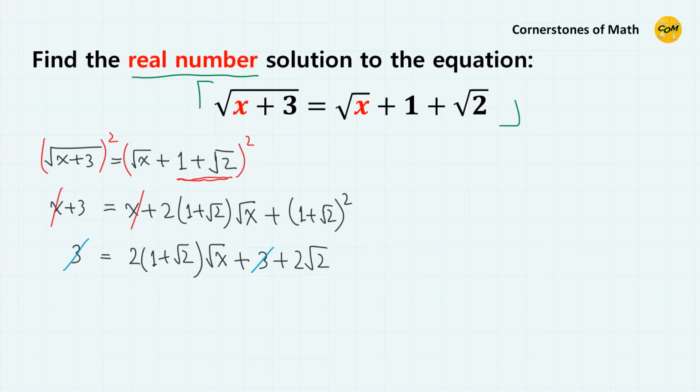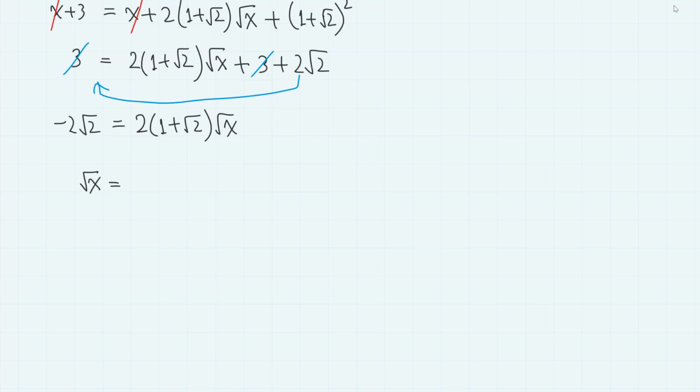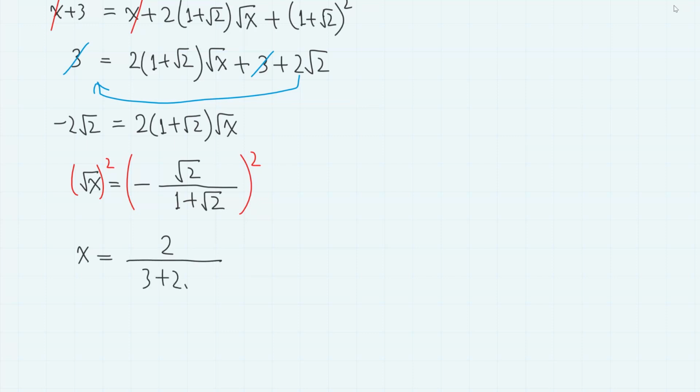So now 3 gets cancelled out. Moving this term, we have minus 2 square root of 2 equals 2 times (1 plus square root of 2) times square root of x, which gives square root of x equals minus square root of 2 divided by 1 plus square root of 2. If we square both sides again, we can obtain x, which is 2 divided by 3 plus 2 square root of 2.